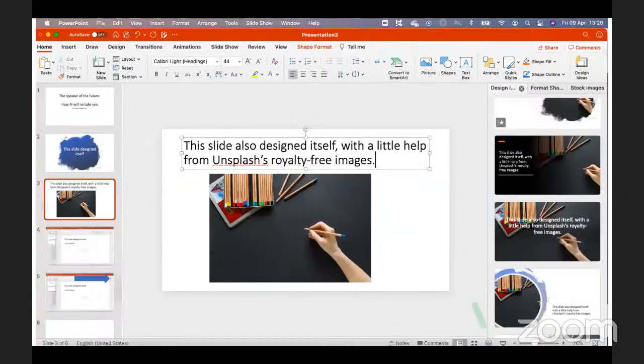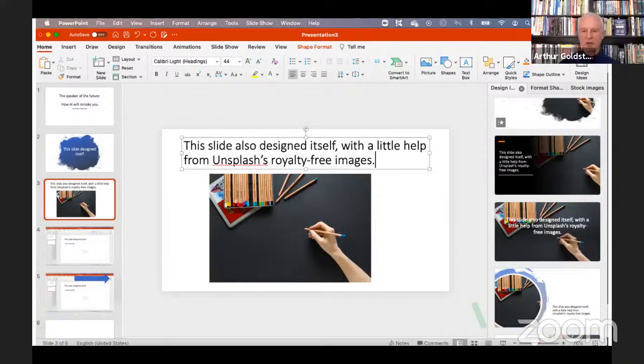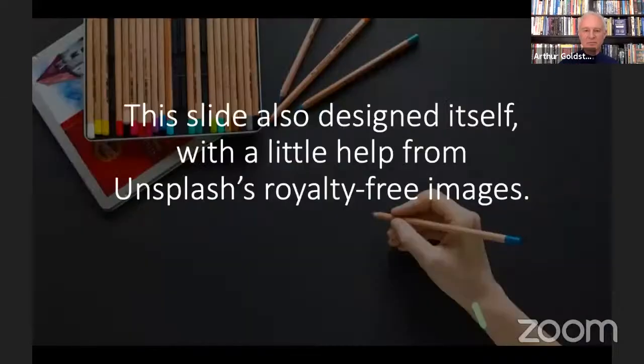And up comes this range of options on the side for the design. And I choose one of those. And this is what the ultimate slide looks like.